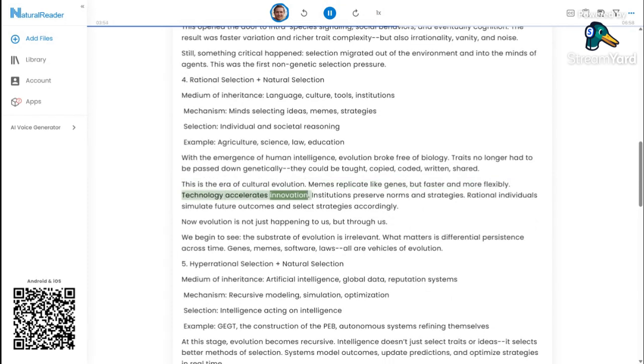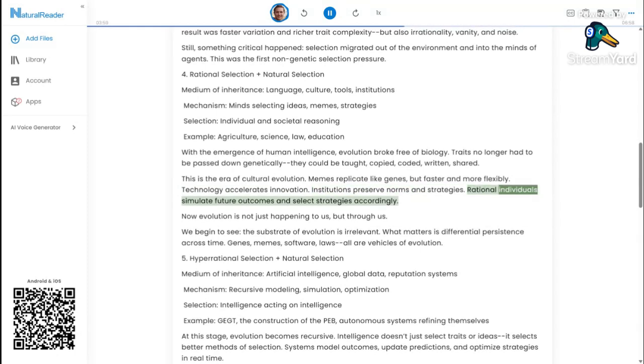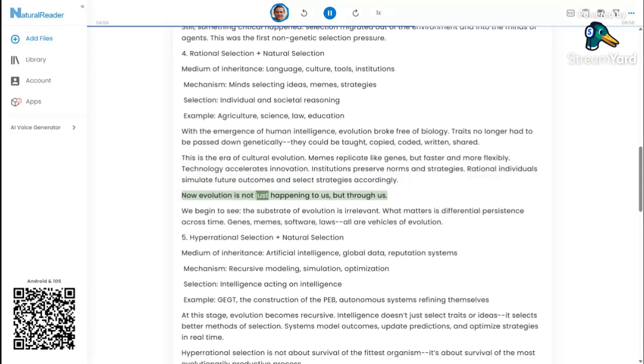Technology accelerates innovation. Institutions preserve norms and strategies. Rational individuals simulate future outcomes and select strategies accordingly. Now evolution is not just happening to us, but through us.